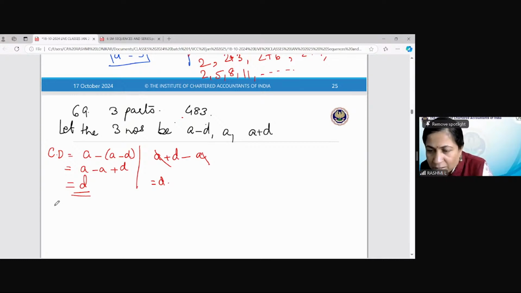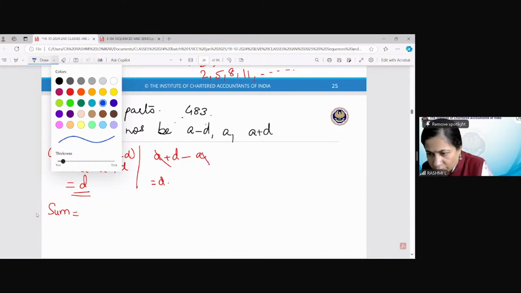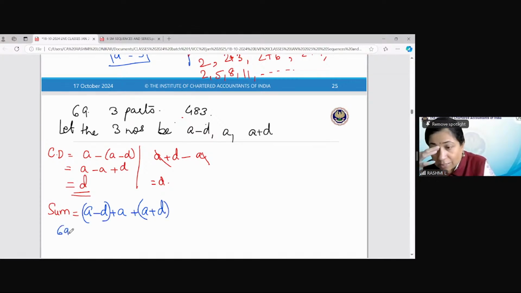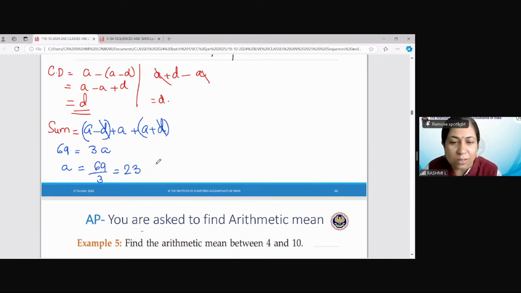Now divide 69 into 3 parts. So what will happen? Sum will be equal to how much? a minus d plus a plus a plus d. This is the first term, this is the second term and this is the third term. Their total is 69. Now a minus d plus d cancels, and it becomes 3a, a plus a plus a is 3a. So from here I get a is equal to 69 upon 3, which is equal to 23. I've already got the value of a.